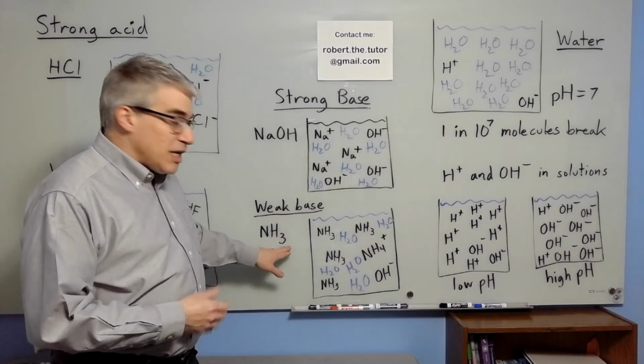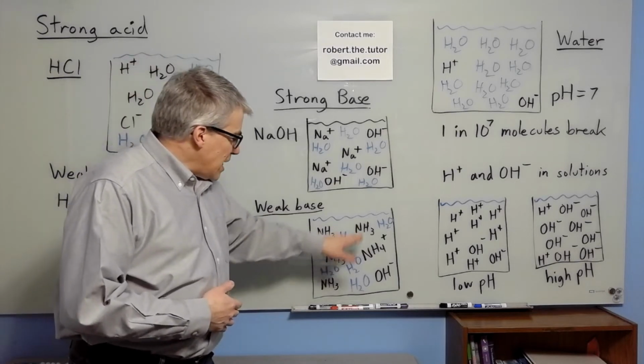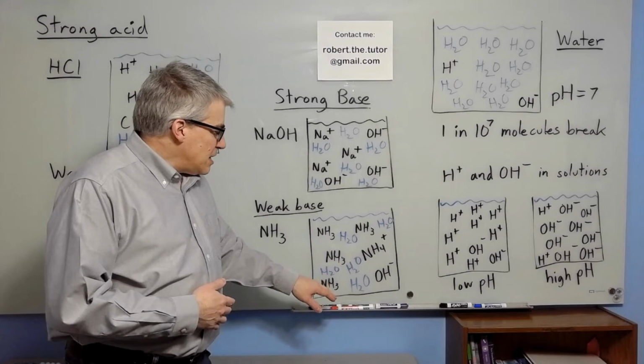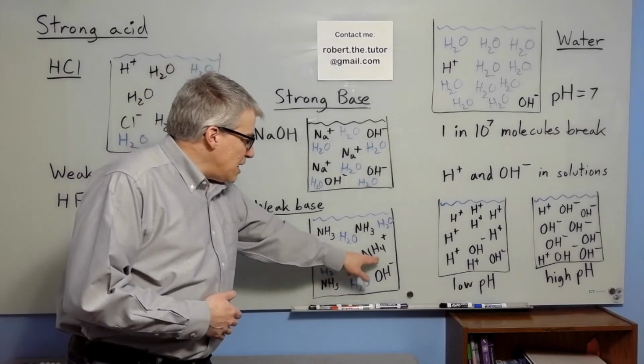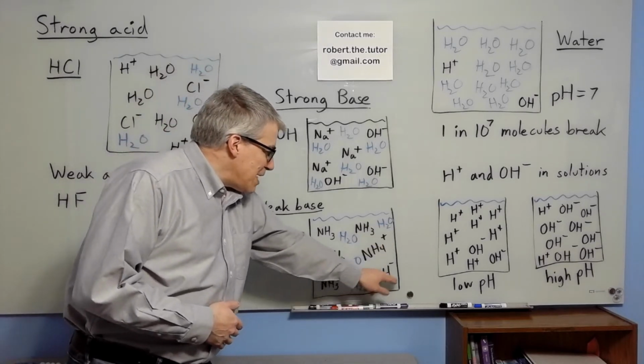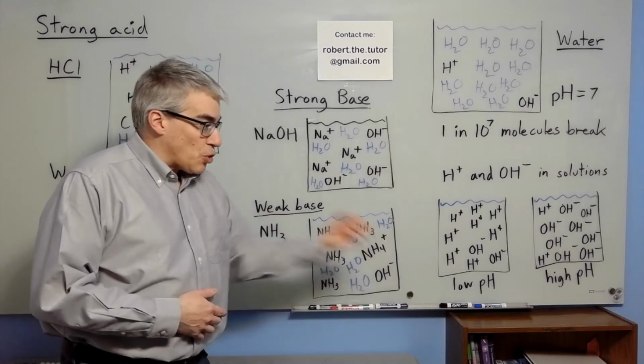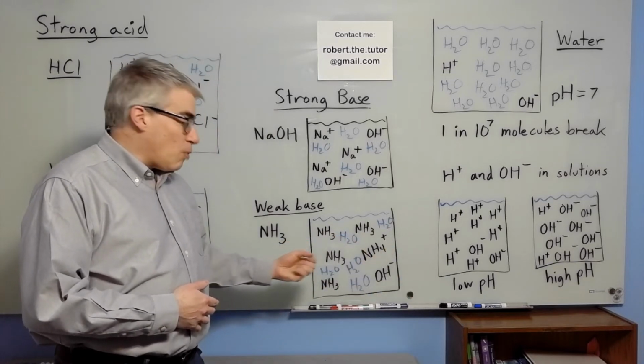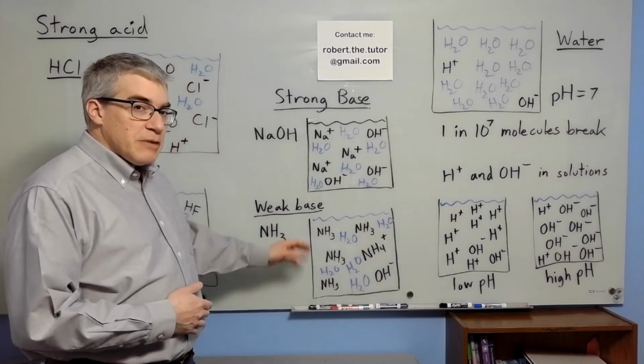So NH3, ammonia, you have NH3, NH3, NH3, and then a little bit of NH4+ and OH-, because basically the ammonia just stole a hydrogen off of a water molecule. So that makes it a weak base.